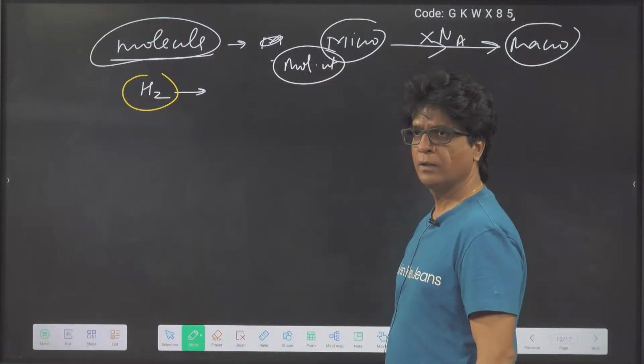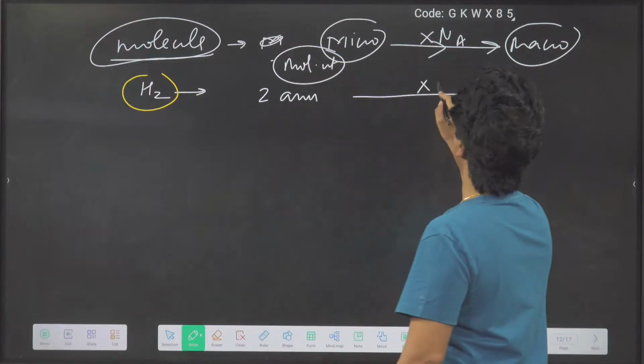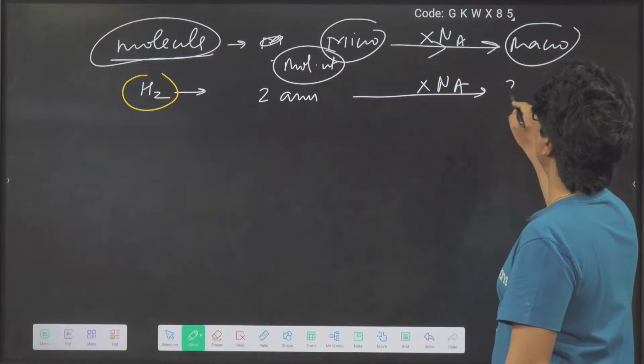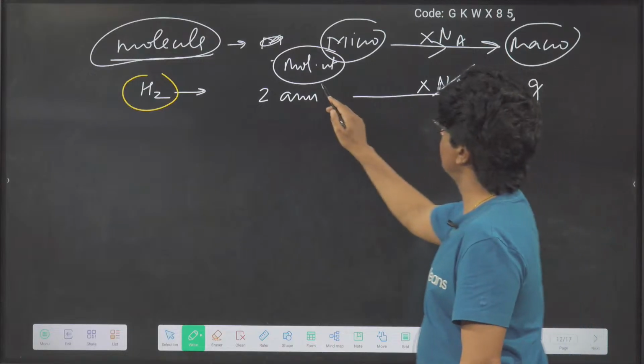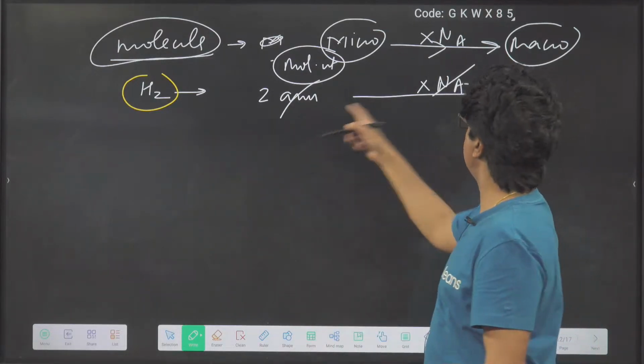Molecular weight. How much? 2 AMU, right? Into Na, ID remains same, and I get what? 2 gram. This and this will always get cancelled. They are always reciprocal. So 2 AMU becomes 2 gram.